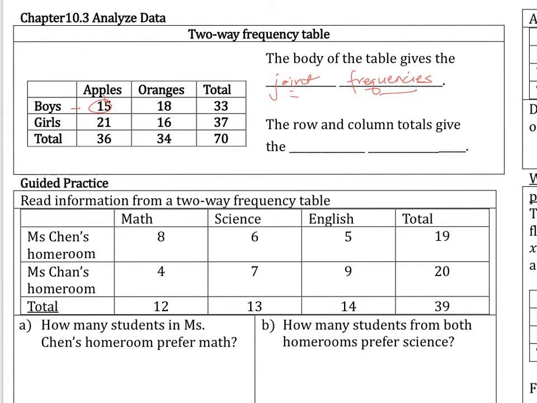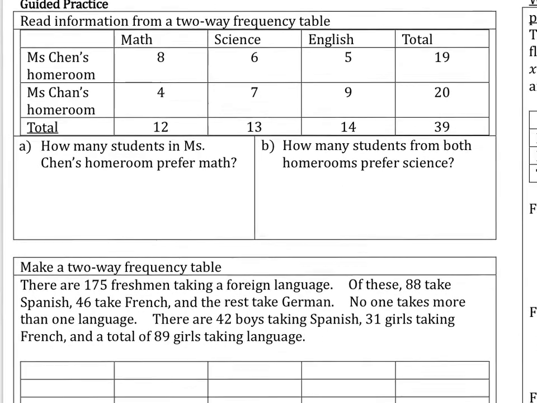And the row and the column totals, referring to this part, give the marginal, meaning the sides, frequencies. So I'm going to annotate this a little bit more. This part is the body or the joint frequencies. And here we have the marginal frequencies. Okay, now let's look at a guided practice problem.